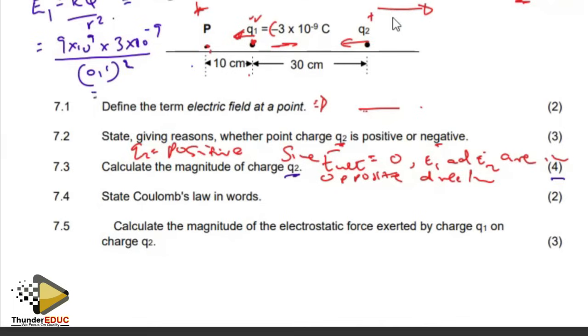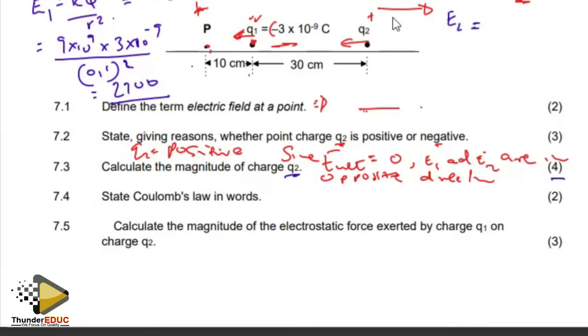Okay, let me simplify that. I'm having 9 times 10 to the 9. I'm multiplying this by 3 times 10 to the negative 9. This is over 0.1 squared. I'm getting 2.7. Okay, let me look at E2.